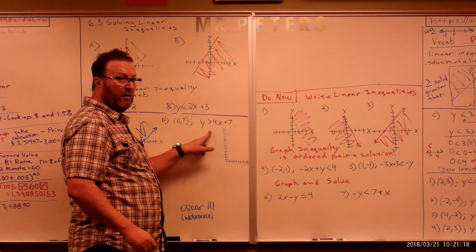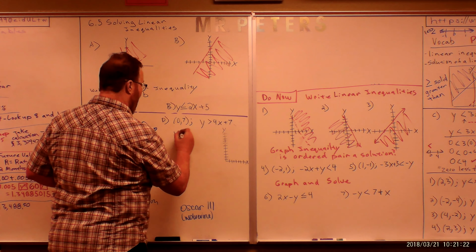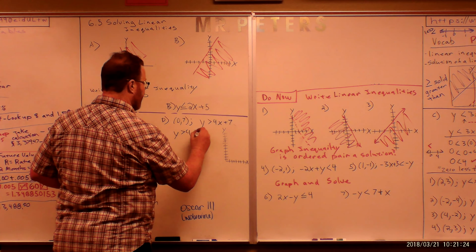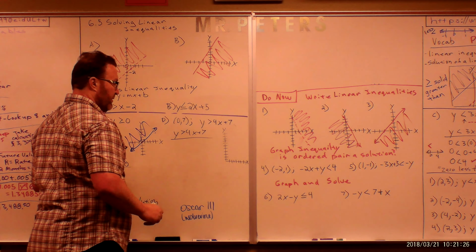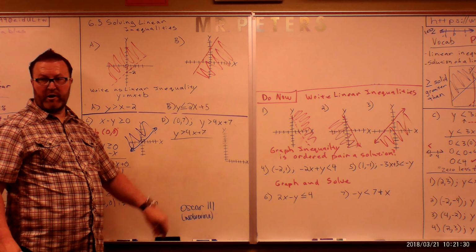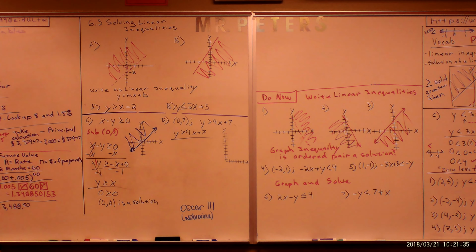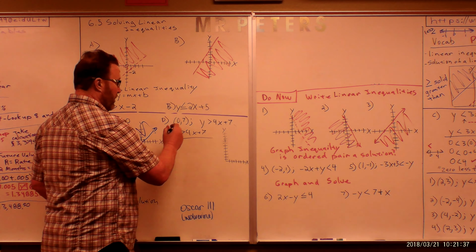We have an ordered pair. Is this linear? Yes. This is linear. So we're going to take this and write this. y is greater than 4x plus 7. Draw a line underneath it. Just take this and rewrite it, put a line underneath it. Correct. Mister, I have a question real quick.